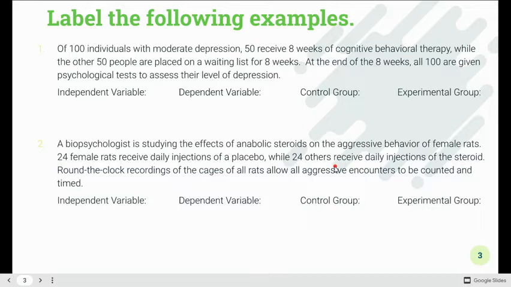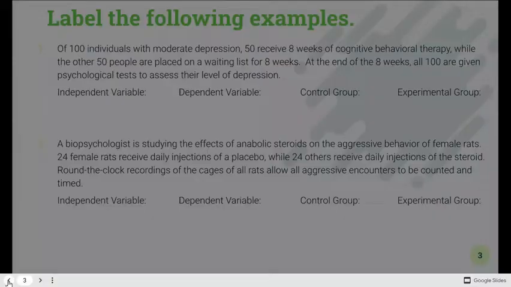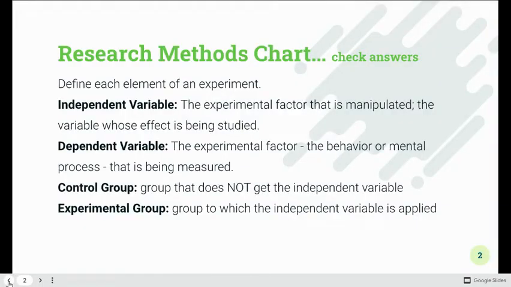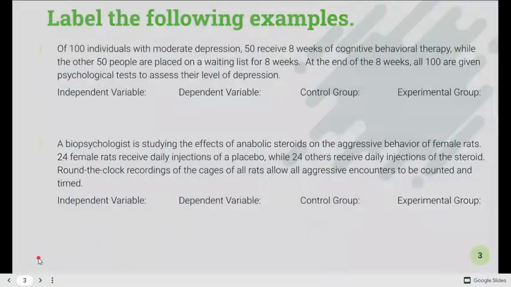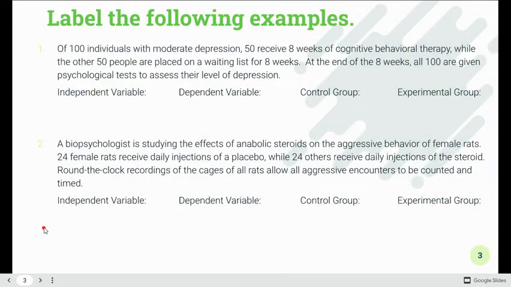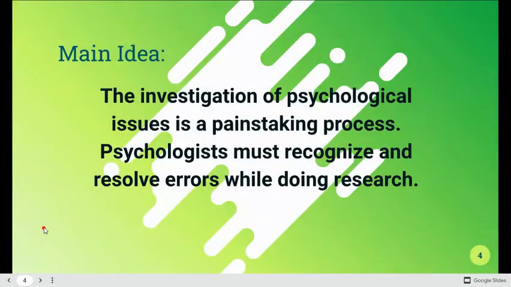So what is it that we are manipulating? The steroids, right? That's the thing that some get, some do not get. What are we measuring then? It says all aggressive encounters will be counted and timed. So the dependent variable is the aggressiveness of these female rats. Okay. So again, if you rewind, listen to it again, reread that section. I think there's some examples in the book, and then that should help you sort these things out. If you know the terms, I think it helps to process your way through.